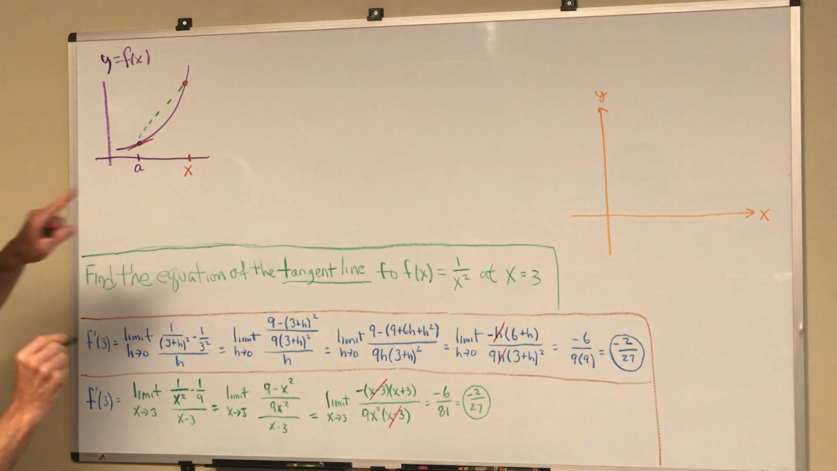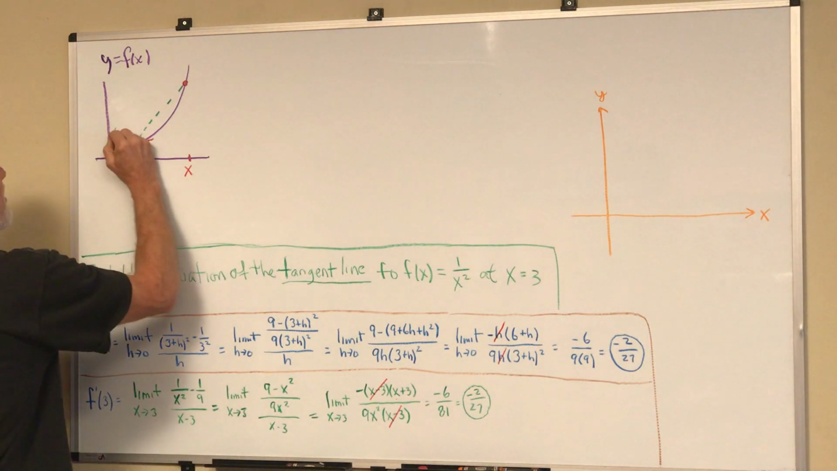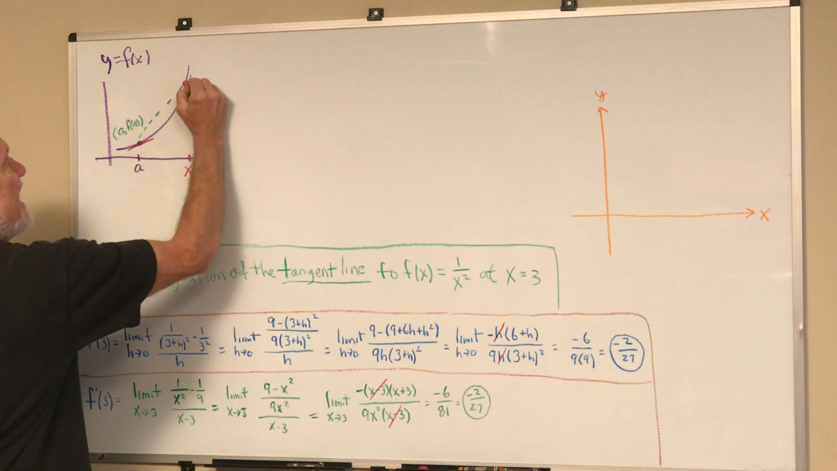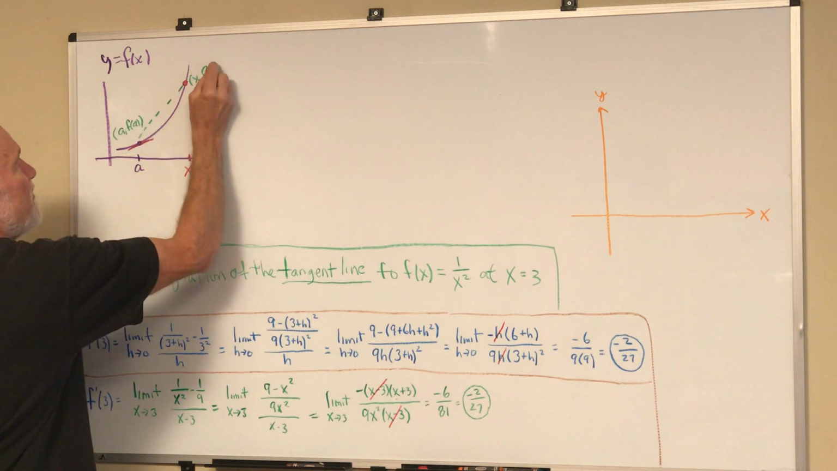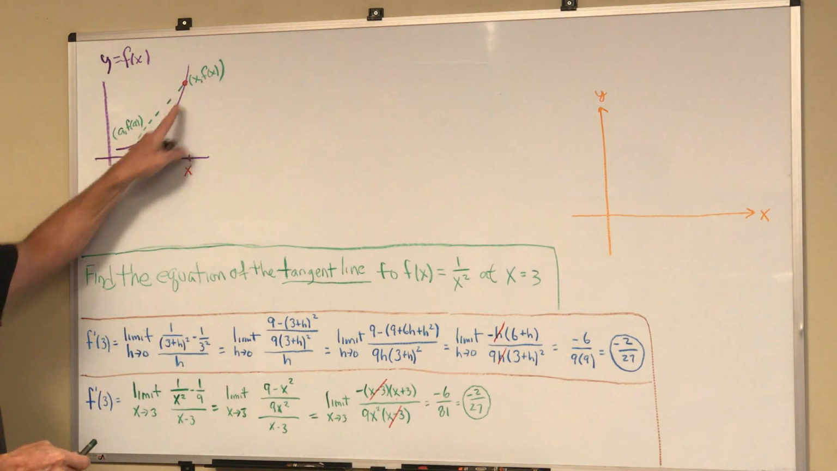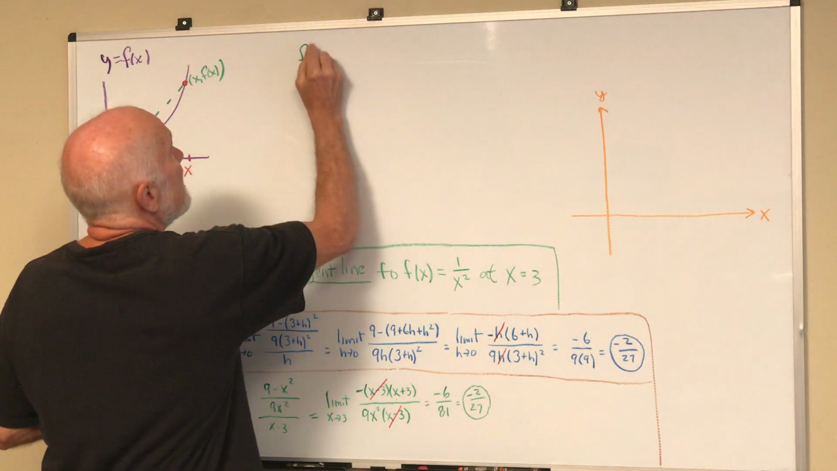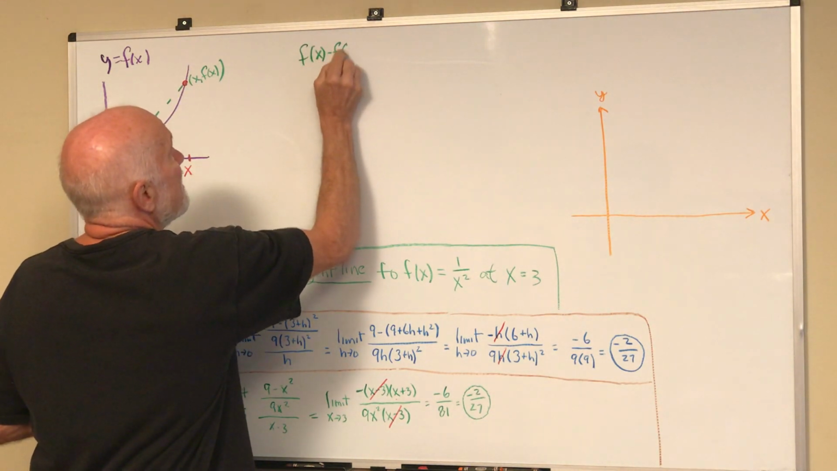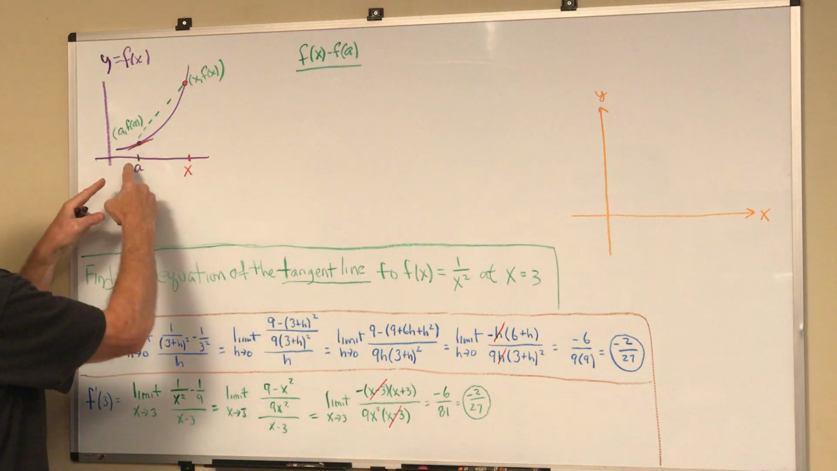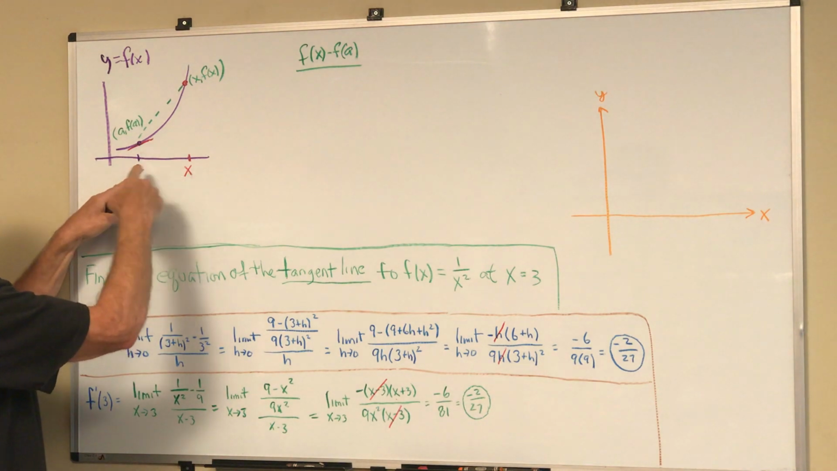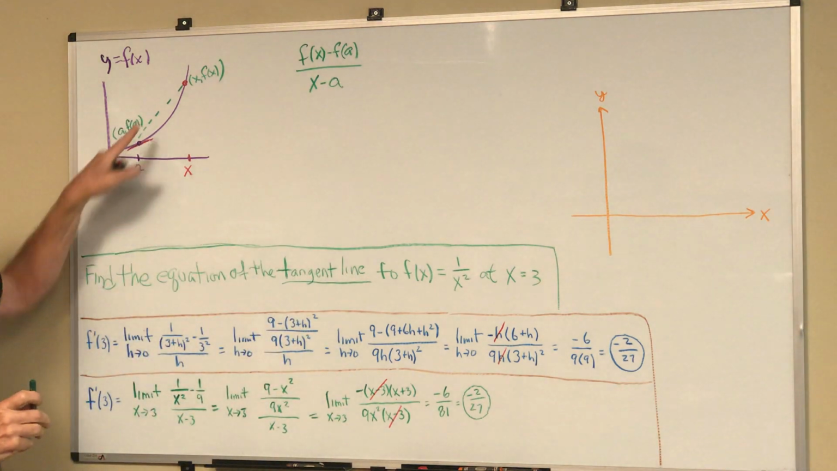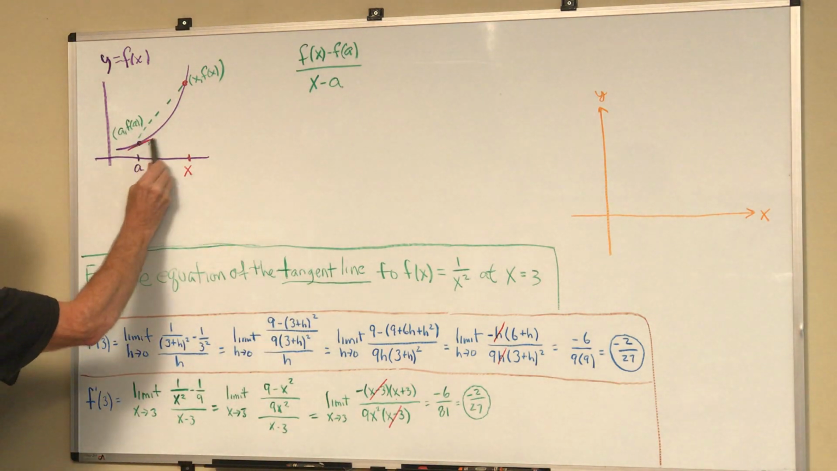exact same idea as I did there. I'm going from this point here, which is a, f of a, to the point x, f of x. So the slope of this green dotted line would be the rise over the run. That's the rise, the change in the y value, and the run from here to here is x minus a. But we really don't want the slope of the green line, we want the slope of this red line.